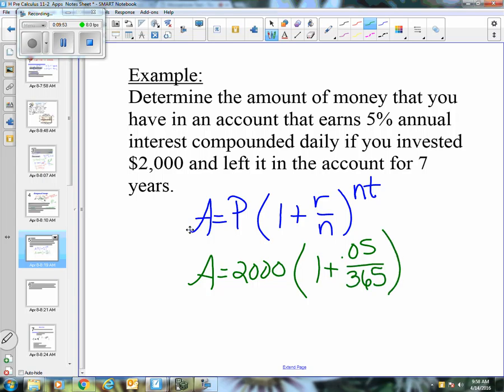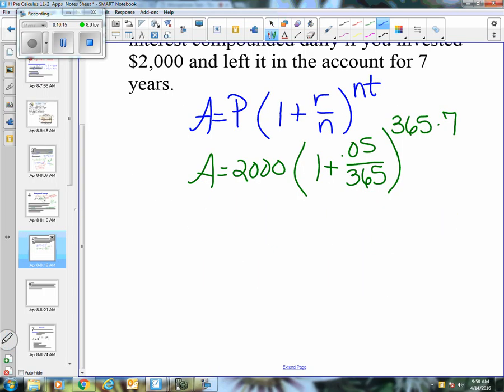The more number of times per year you compound, the better it is for you, because then you take that interest, it gets added into your account, and you have more money. So the more frequently they compound, the better scenario it is for you. So to the n times t, so that's the total number of times you're getting interest paid per year, 365, times how many years you have that in the account, which is 7 years. So let's see what that nets out to be then.